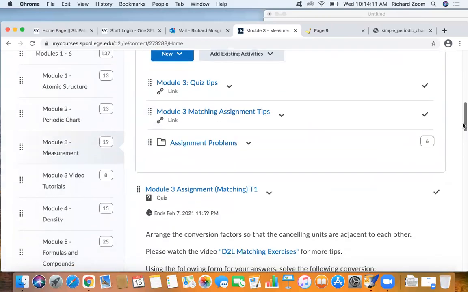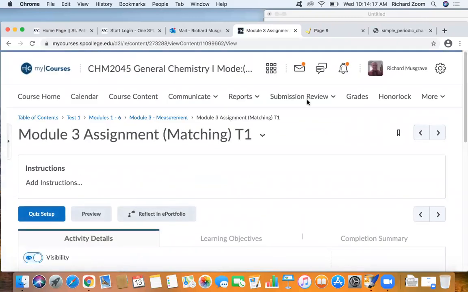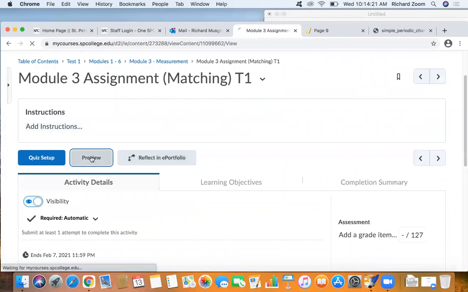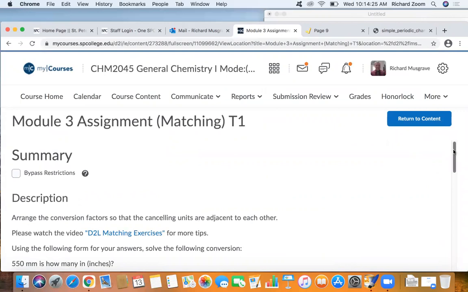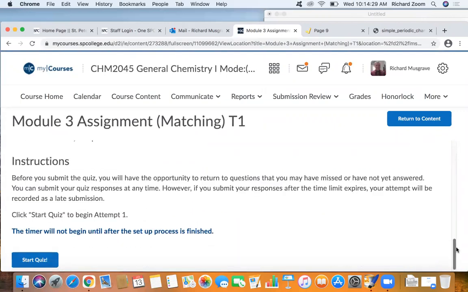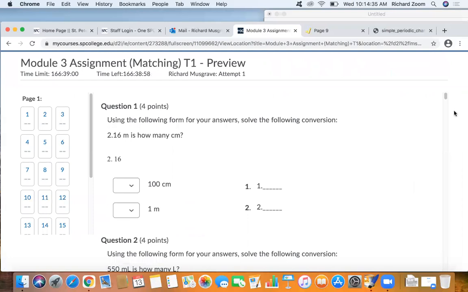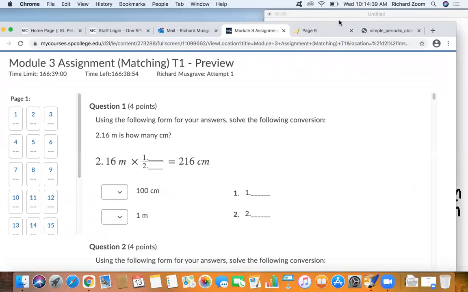Let's take a look at module 3 and the homework you'll need to do for that. Now, as I said, there's videos explaining how to do all of these problems in the assignment, and how they're supposed to be set up.